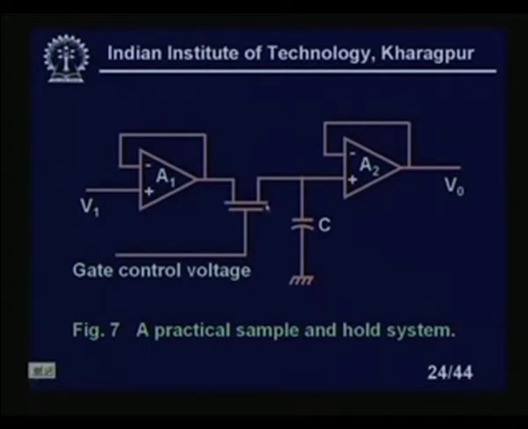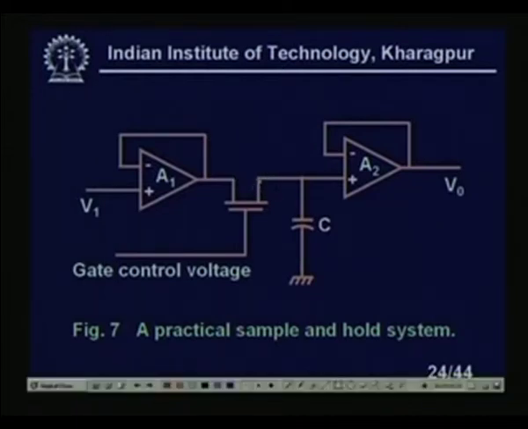Here I am using MOS gates, with one buffer amplifier at the input side and another buffer amplifier at the output side, so it gets these analog signals. Suppose it is a MOSFET. Whenever this gate voltage is positive, the switch is on, and the capacitor will be charged to the input voltage. Once this gate voltage is removed, that voltage is supposed to stay here. During that time, if V1 changes, that will not affect this output voltage or the voltage on the capacitor C. That is the basic theory of the sample and hold circuit.